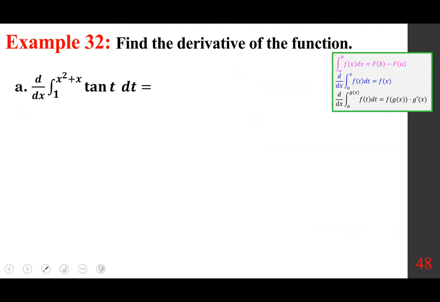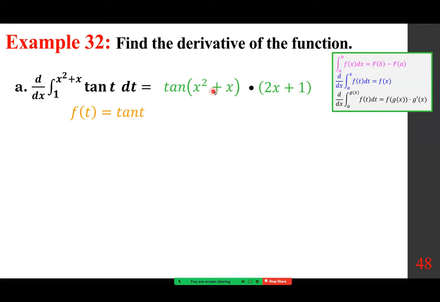What about here? In the same manner, notice your function is tan t, everybody. So we're going to replace the t with this upper function x squared plus x. And then by the chain rule, times its derivative, which is 2x plus 1. So tan of x squared plus x, and then the derivative of that, 2x plus 1. And normally we put that in front. Again, very straightforward.